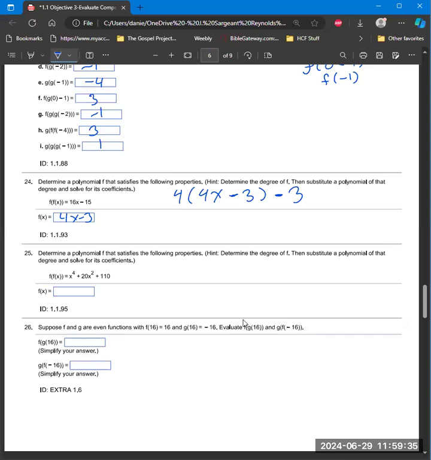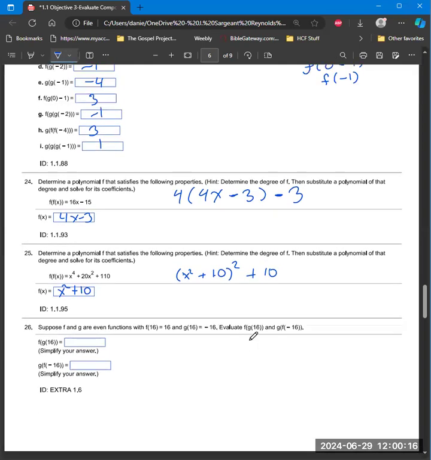Determine a polynomial that satisfies the given properties. Hint, determine the degree of f. Then substitute the polynomial of that degree and solve. So this is going to have to be quadratic. So this is going to have to be x squared plus something squared plus that something probably. Let's go with 10. 10 squared is 100. Plus 10 is 110. 10 plus 10 is 20. So this is going to be x squared plus 10.